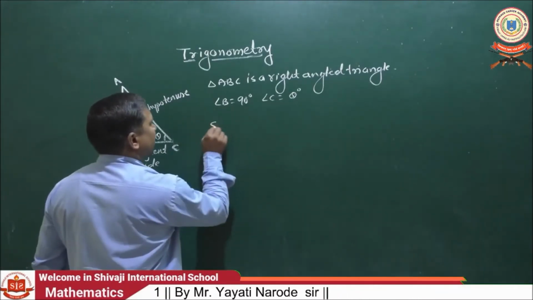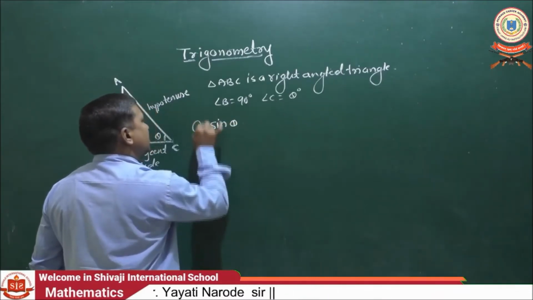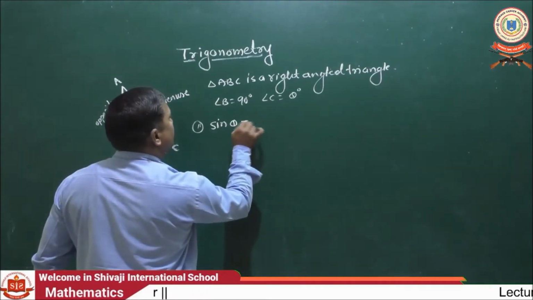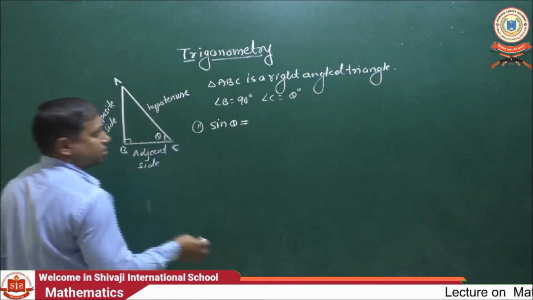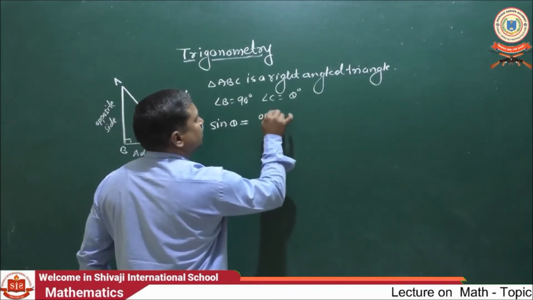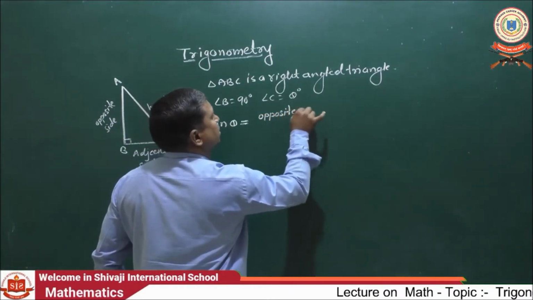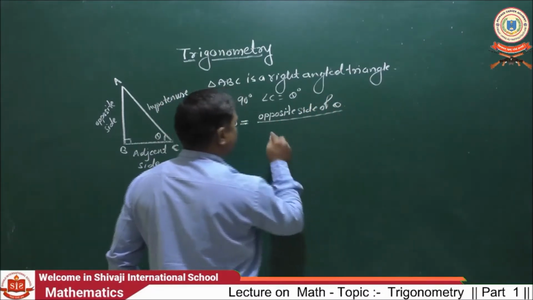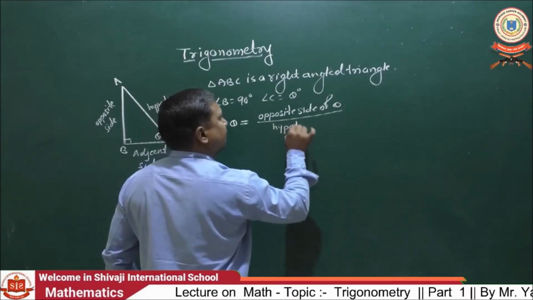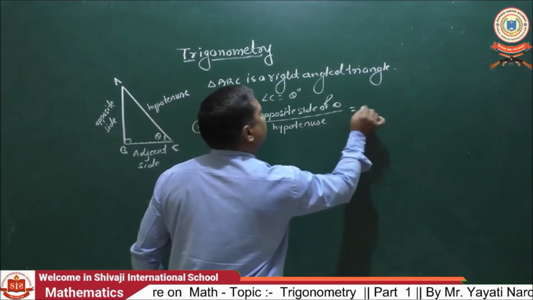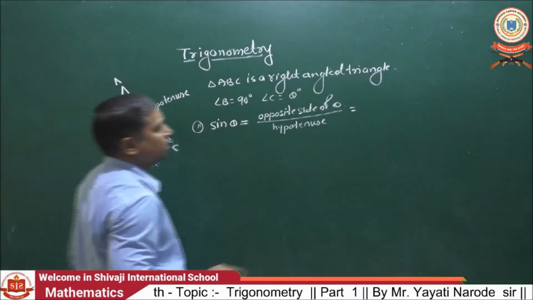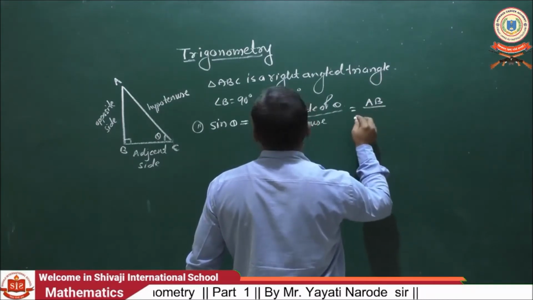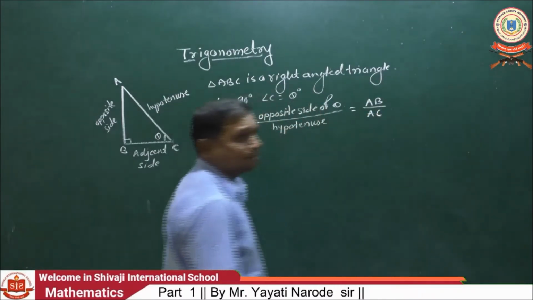The first basic ratio is sin theta. So what is the formula for sin theta? Sin theta is equal to the opposite side of theta upon hypotenuse. Here the opposite side of theta is AB, and the hypotenuse is AC. So AB upon AC is the sin theta.